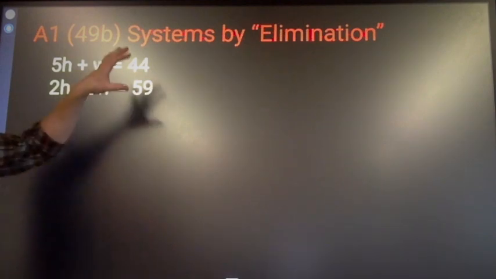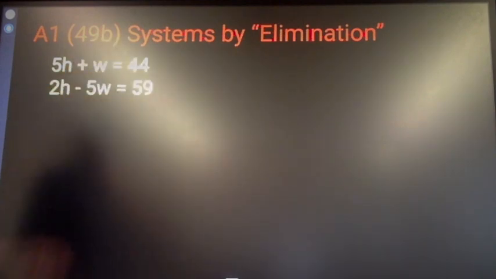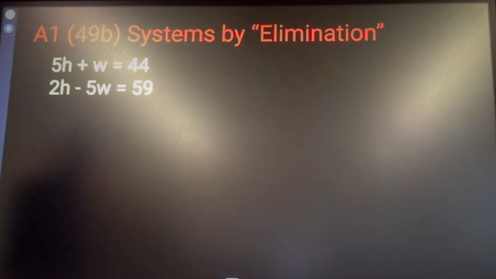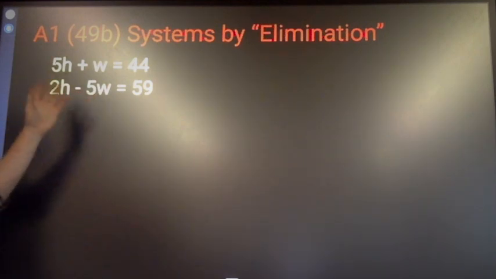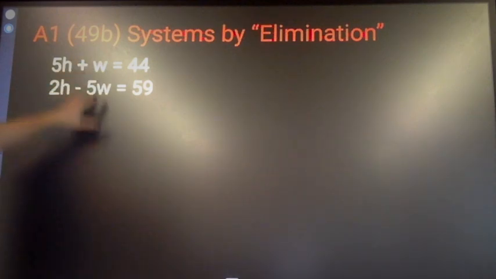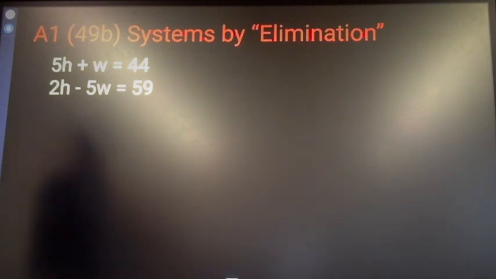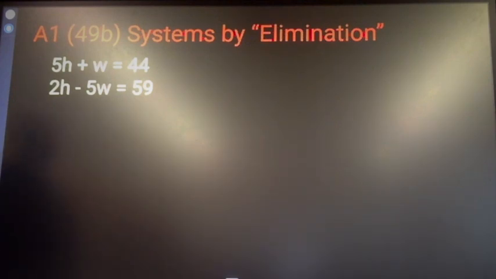Right, so we're looking at part B, systems by elimination. As you can see, same kind of setup, but we don't have the twins. 5 h's and 5 w's, not twins, right? 1 and -5. Okay, 5 and 2. So this is what you do to create a pair of twins, right? Well, let me show you the way that will always work first, and then sometimes there's an easier way.